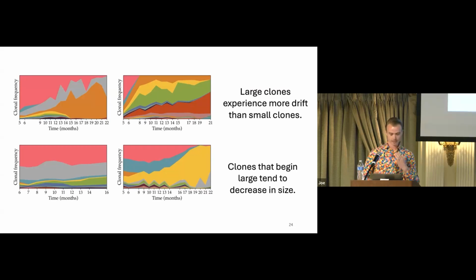Another thing that I find interesting that my model shows is that clones that begin large in size tend to decrease in size. So you see with 3 of these fish, the pink clone as a whole is generally shrinking, and this seems to be the case in a lot of our fish. And so maybe there's more to the picture than what I'm saying here.